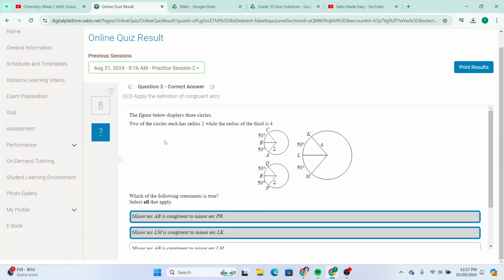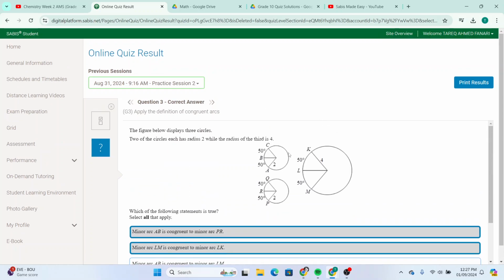Okay, so the figure below displays three circles. Two of the circles each have a radius of 2, while the radius of the third is 4. Now, how do arcs become congruent? Arcs are congruent only when the radii or, sorry, the measures of the lines between them are equal, and the angles are congruent.